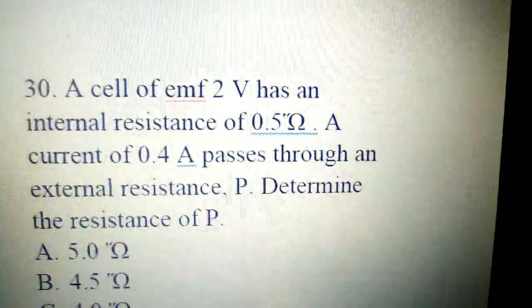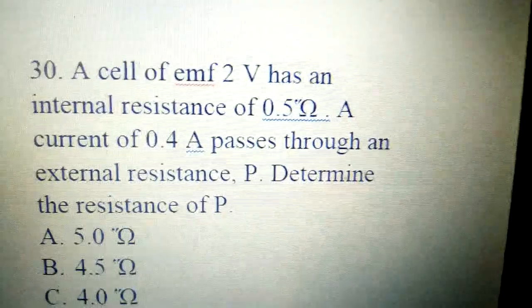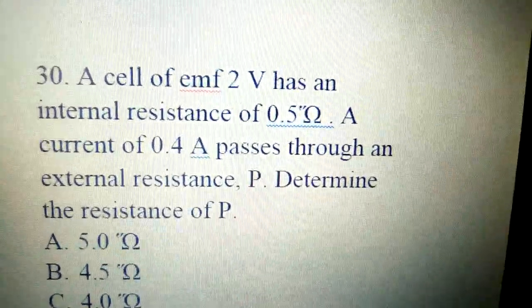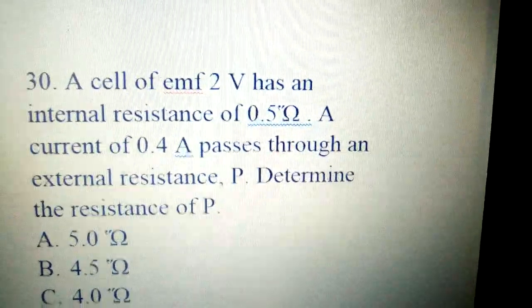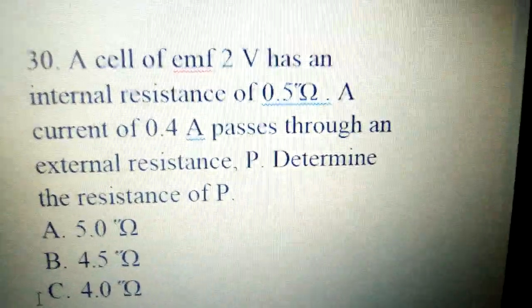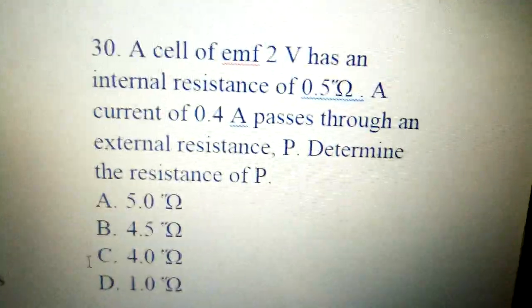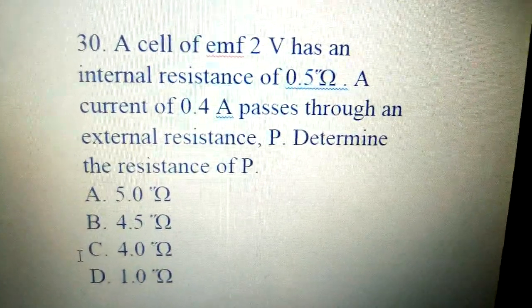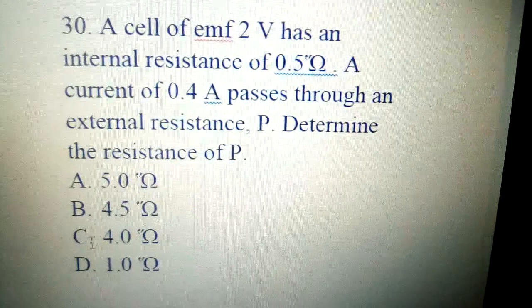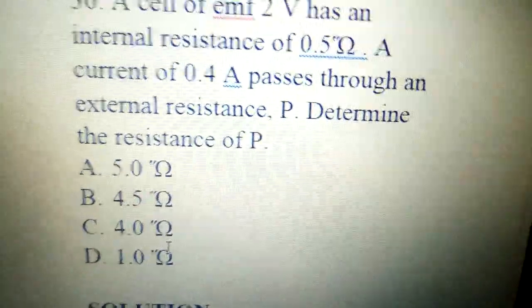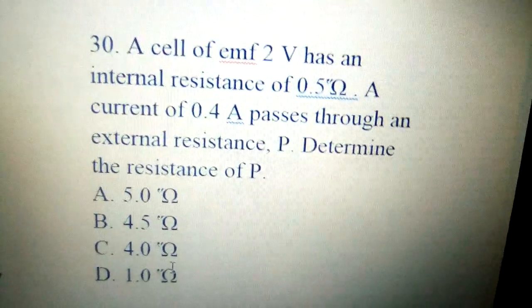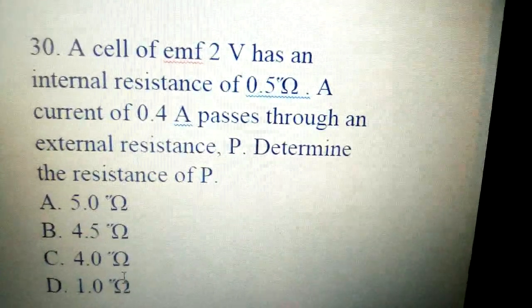Number 30. A cell of EMF 2 volts has an internal resistance of 0.5 ohm. If a current of 0.4 ampere passes through an external resistance P, determine P. Option A, 5 ohms. Option B, 4.5 ohms. Option C, 4.0 ohms. Option D, 1.0 ohms. The right answer to the equation is option B, 4.5 ohms.